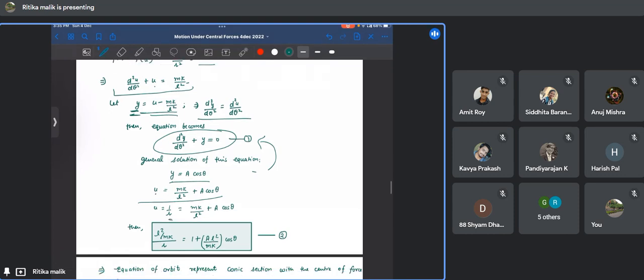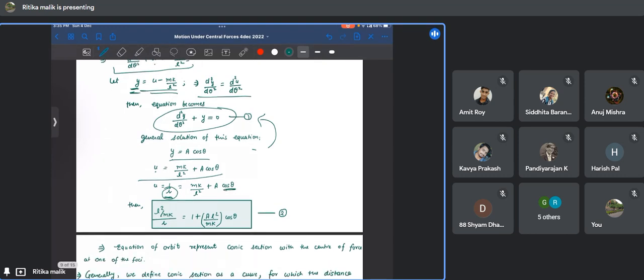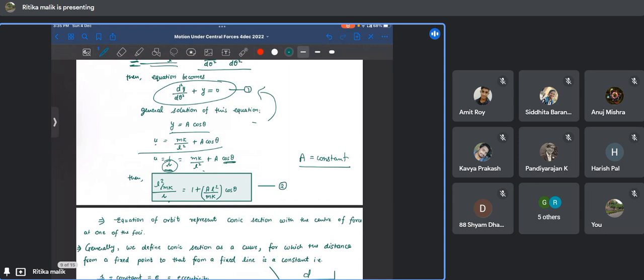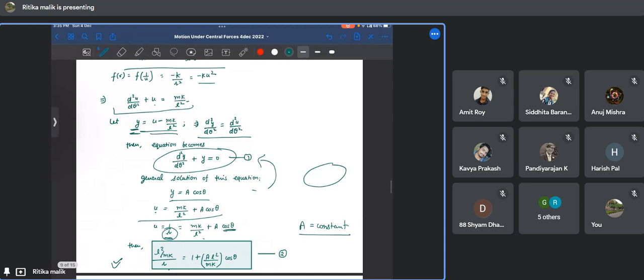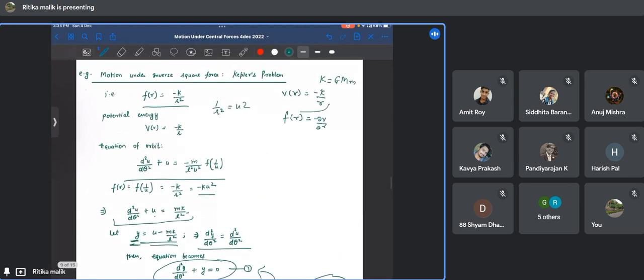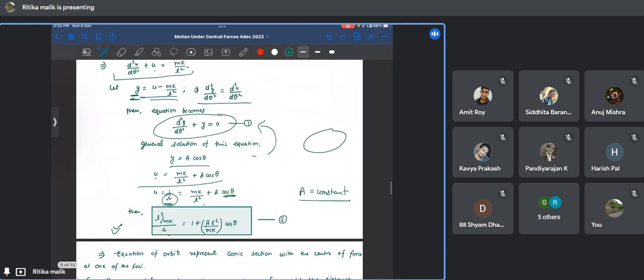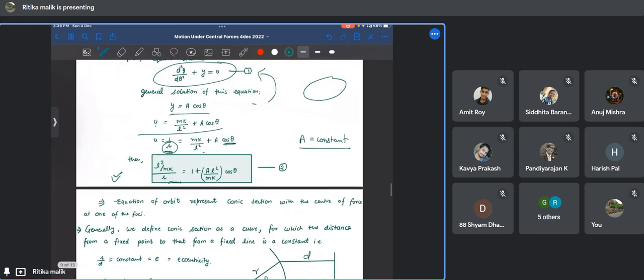You can write u as 1 by r, so you can calculate how r varies as a function of theta. By putting the value of L square by m k on this side, A is a constant here that depends on the boundary conditions. So this equation is the equation of orbit when the particle is moving in a potential which is the Kepler potential. If you see a question in which the potential is Kepler potential, you can directly use this equation.